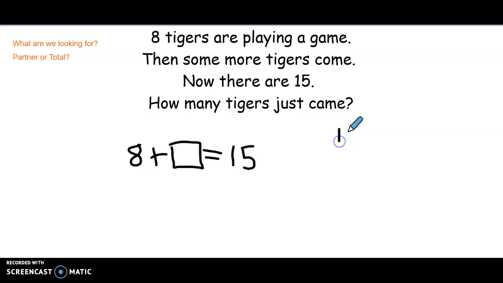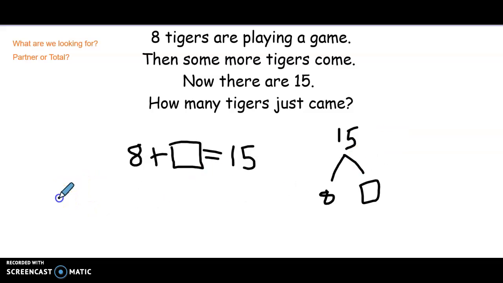If we wanted to do a math mountain, the 15 would go on the top, right? Because that's what the total is now. So are we looking for the total or the partner? What's missing here? Yep, you're right. We're looking for the other partner. So we have to figure out 8 plus what will give us 15.